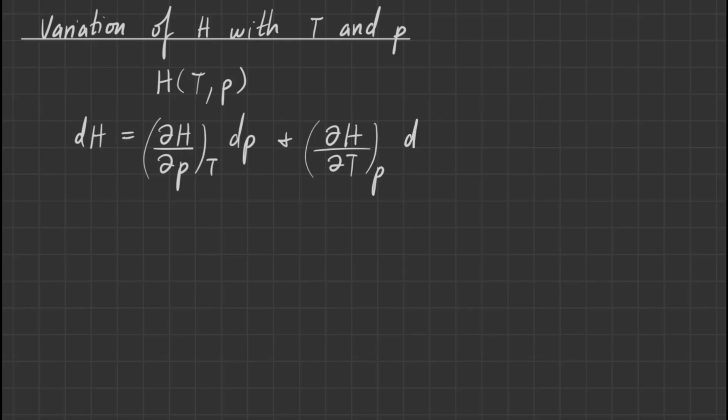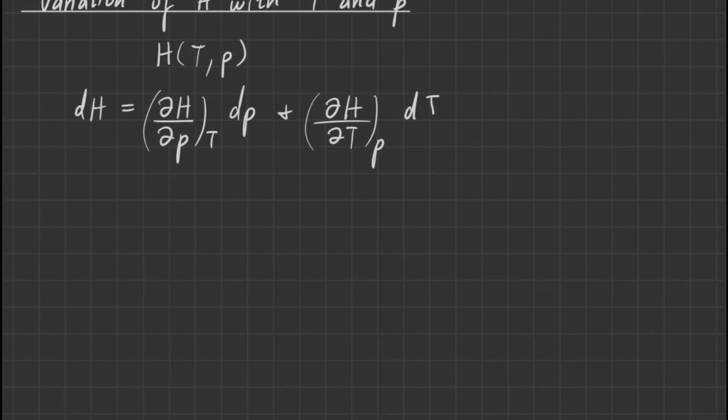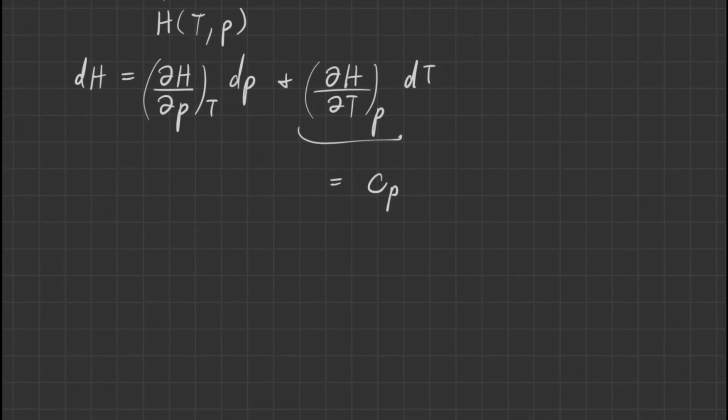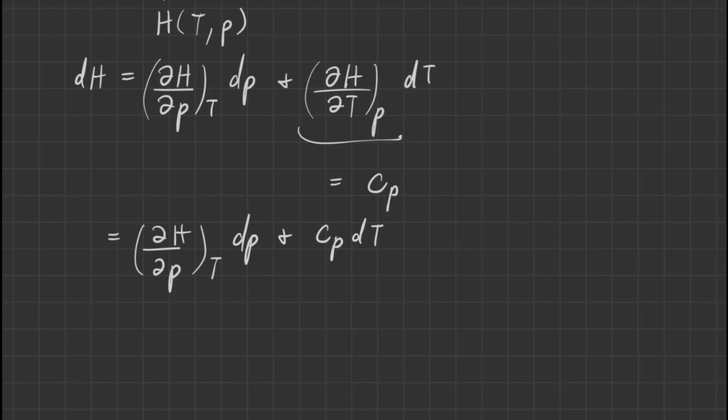plus the partial derivative of H with respect to T at constant P, dT. What we want to do next is somehow simplify this or substitute in expressions that could make this expression a little bit easier to comprehend, I suppose. We know that the partial derivative of H over T at constant pressure is equal to the heat capacity at constant pressure. So we can go ahead and substitute that. We still keep this. Now we have our heat capacity at constant pressure times dT.